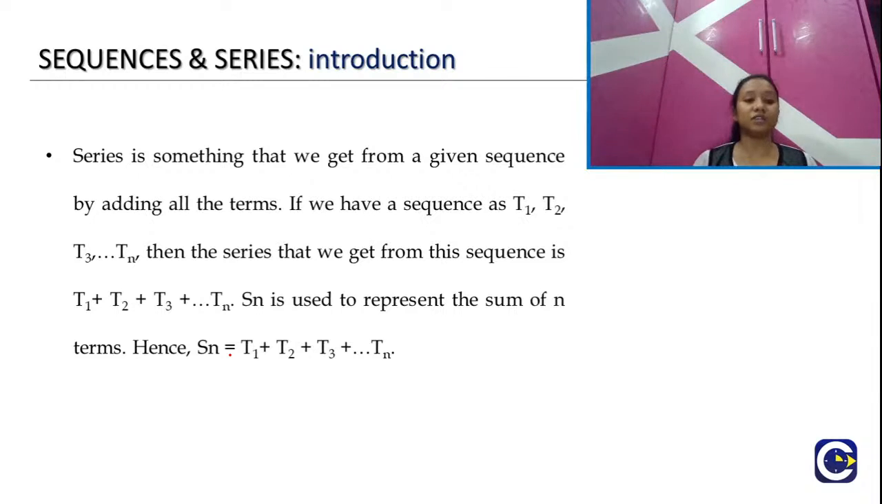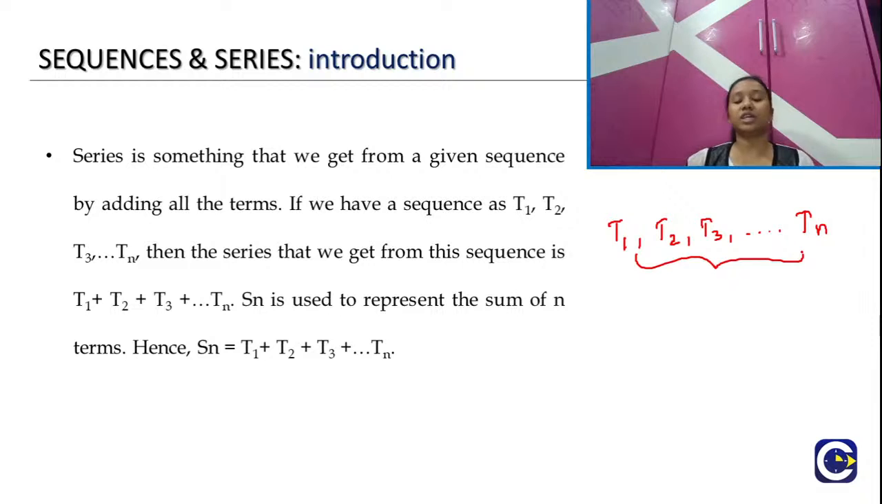So let's see what is the difference between the sequence as well as series and what will be the notation for the series here. So series is something that we can get from a given sequence by adding all the terms. That means series is nothing but sum of all the terms which are present in the sequence. So if we take a sequence, how many terms will we have? N terms. So T1, T2, T3 and so on Tn. So these are the terms which are present in my sequence.